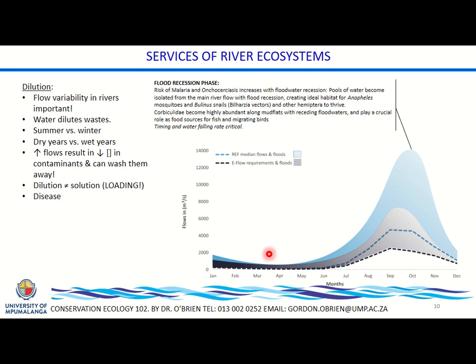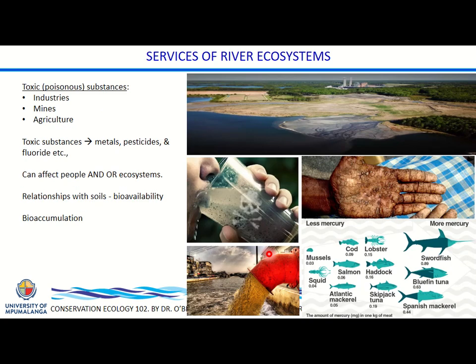Pools of water become isolated from the main river with flood recession, creating the ideal habitat for the Anopheles mosquito and the Bulinus snails, which cause bilharzia. It's a bilharzia vector. And other hemiptera, which is a type of invertebrate. All of those snails, invertebrates, and mosquitoes are vectors for disease. Because of that flow, when all these pools become stagnant and separated from the main channel, and the quality deteriorates, those animals proliferate, and we have outbreaks of malaria. It's quite serious. And again, it costs us lots and lots of money to treat.